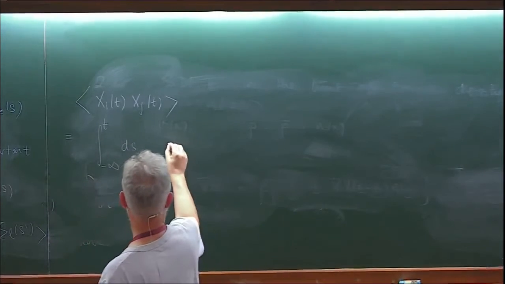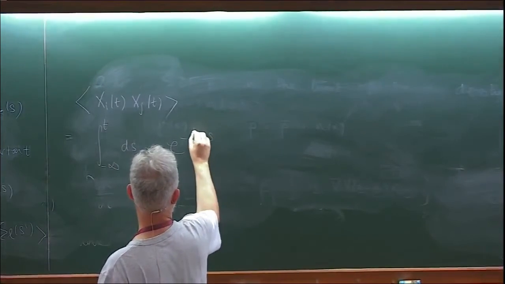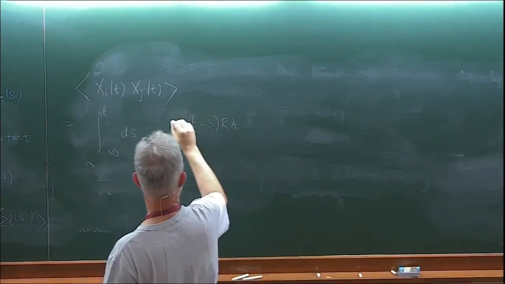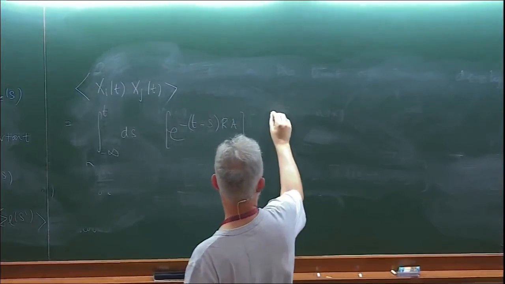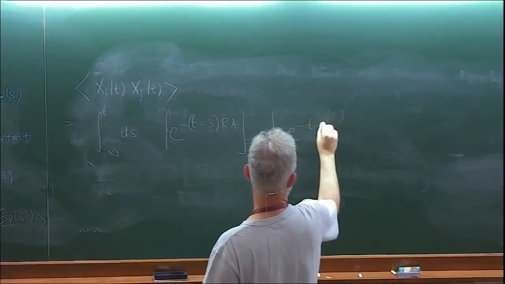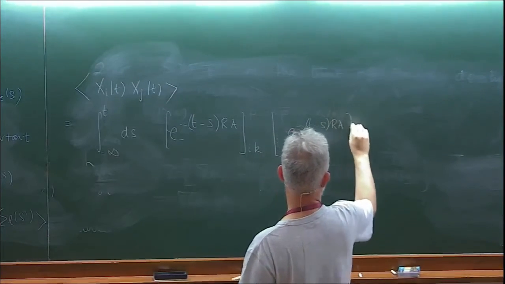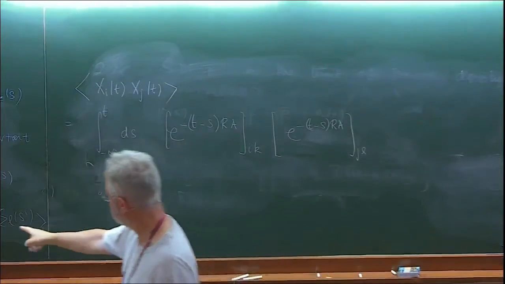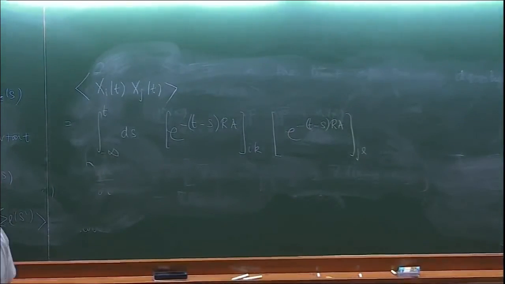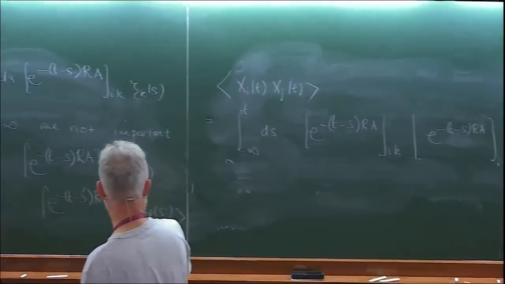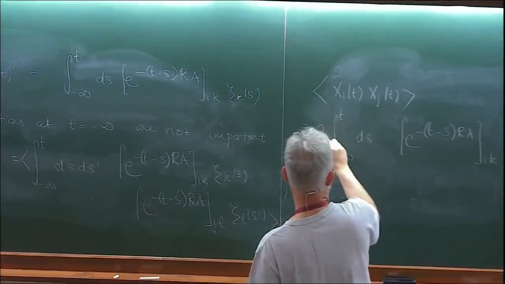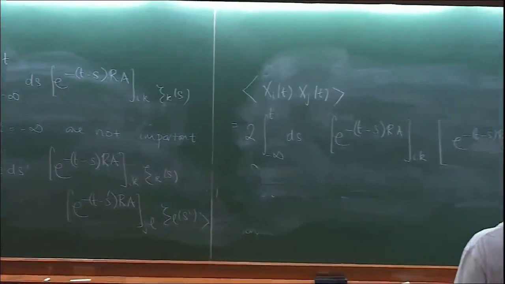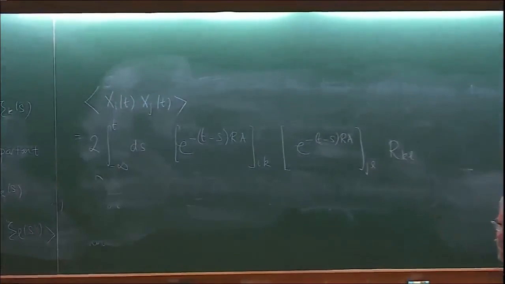I'm going to have e to the minus (t minus s) Ra, this matrix, with the component ik. I'm going to have e to the minus (t minus s) Ra, the component jl. And so I can put these zetas together, because I'm using indices, they're just numbers now. So this is going to give me Rkl, and there's a factor of 2, and I've put the delta function in. Does everybody agree with that?